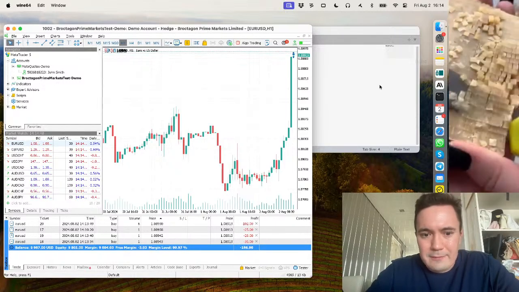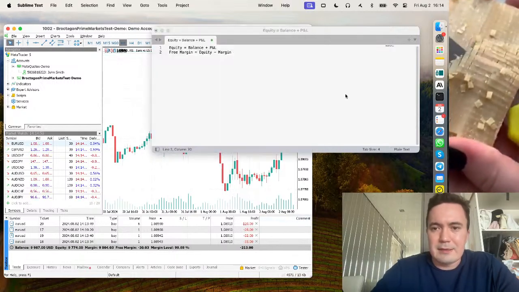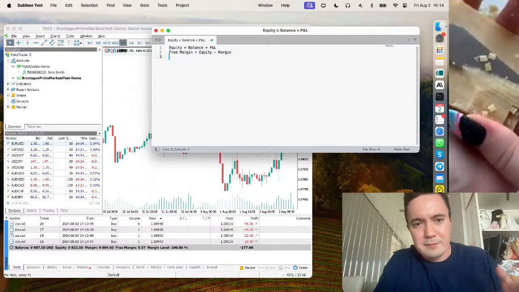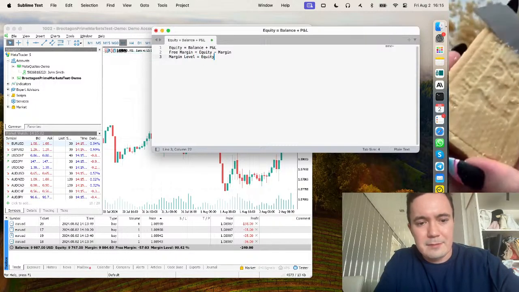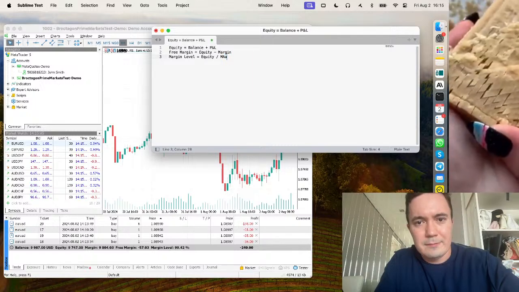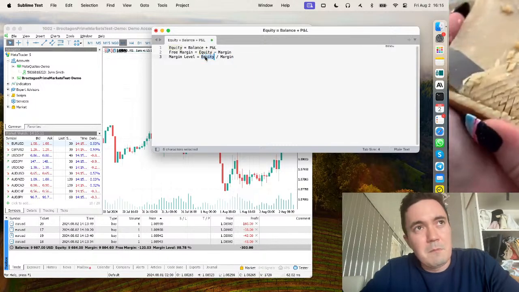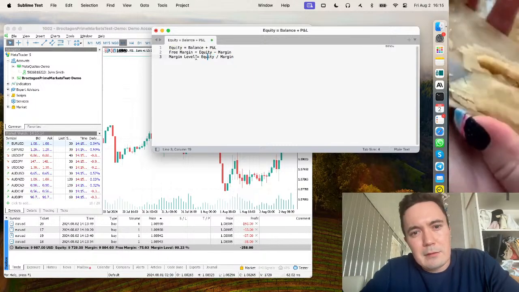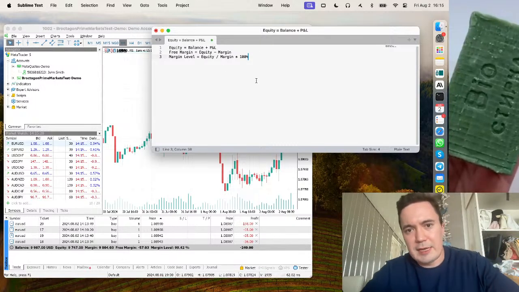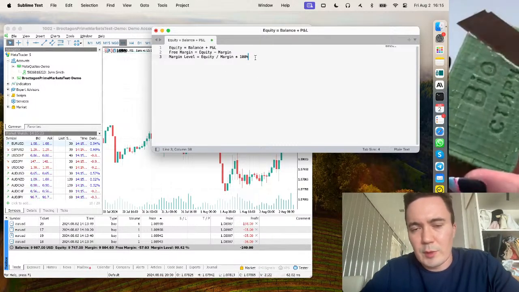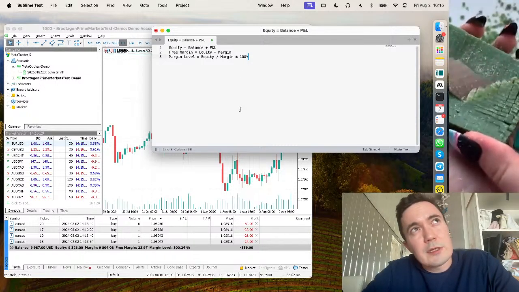And what else do we have? We have the margin level. Let me just write down what this number shows. This number is equity over margin, equity divided by margin. If we do it in percentage, we do times 100. So it shows what percentage, what does it show?